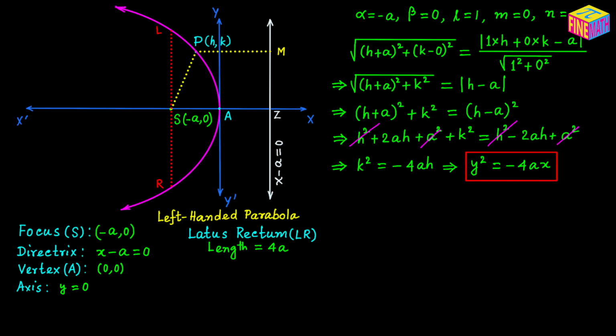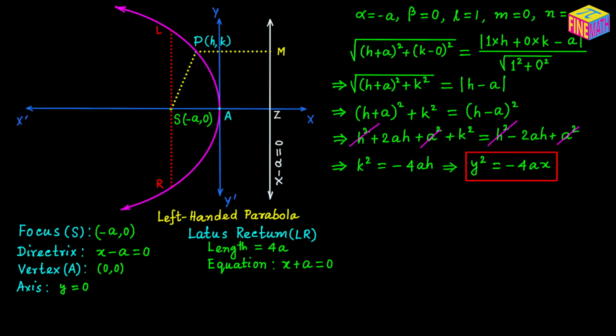of the latus rectum. And then what would be the equation of the latus rectum? Well, the latus rectum passes through the point negative a, 0, and it's a line perpendicular to the x-axis. I mean it is parallel to the y-axis. So its equation would be x equals negative a, which can be written as x plus a equals 0.